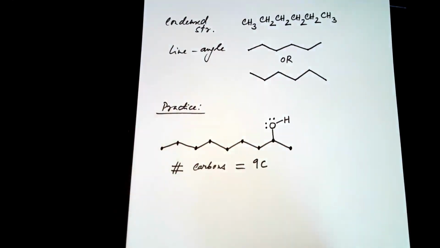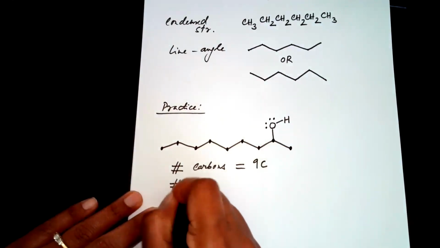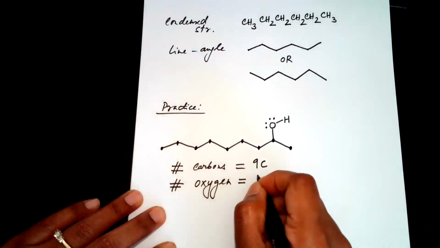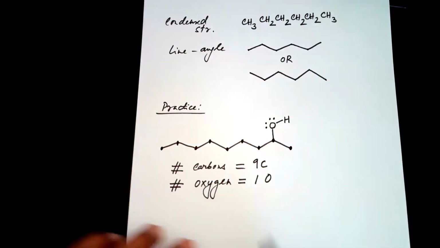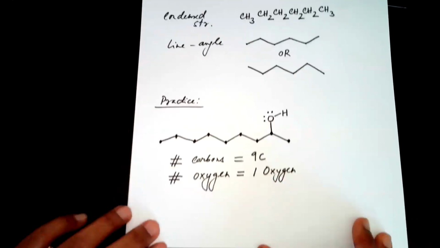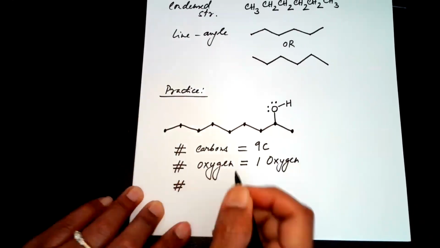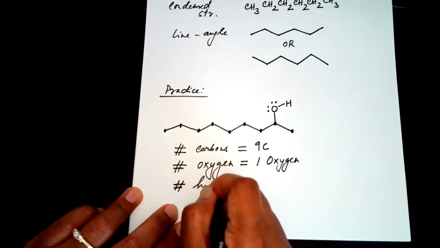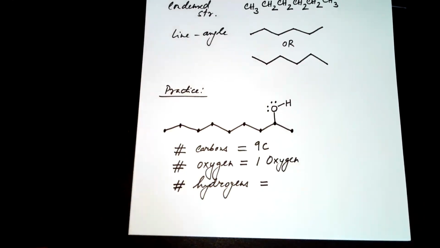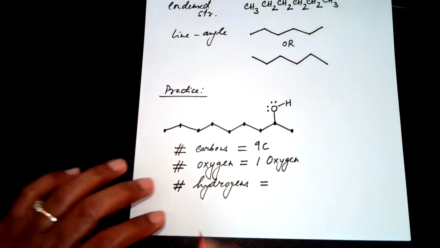Now, how many oxygens are present? I can see just 1 oxygen. A heteroatom has to be marked. So I can see only 1 oxygen. That's not a 10. I'll just write out oxygen so that you don't confuse yourself. Now, last but not the least, let's calculate the number of hydrogens present. Again, like I said, best idea would be to draw out the hydrogens. The first few times until you find your footing in this, draw out the bonds with the hydrogens.